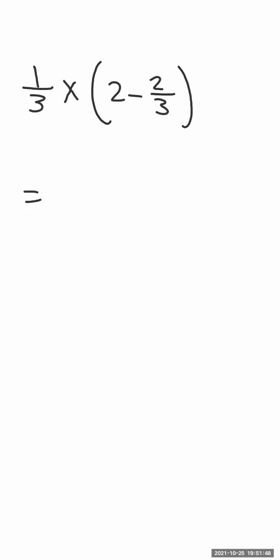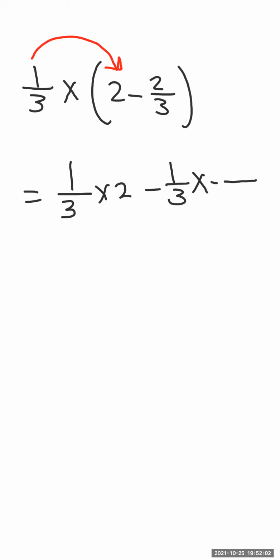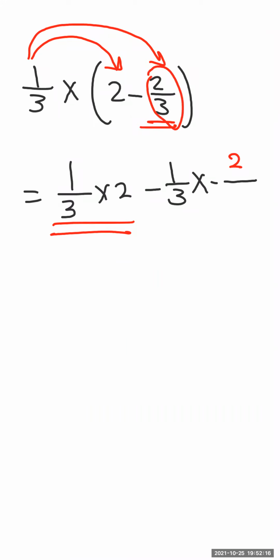Yeah. The next question: if it's 1 over 3 times 2 minus 2 over 3, it will equal 1 over 3 times 2 minus 1 over 3 times dots. Okay, so it's very simple. Here, 1 over 3 times 2, this one, 2 over 3. The answer is minus 1 over 3 times, of course, this term. So the missing term will be 2 over 3. Okay?